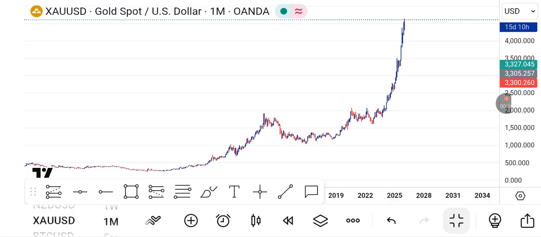This is gold USD. I'm trying to run an analysis on gold. This is a pure naked chart, no analysis on it. As I said in my previous video, whenever I want to do any analysis on any pair, I like to go to the higher time frame.